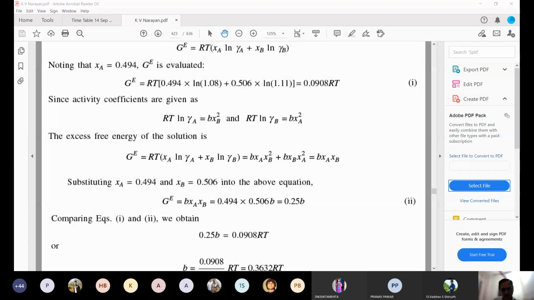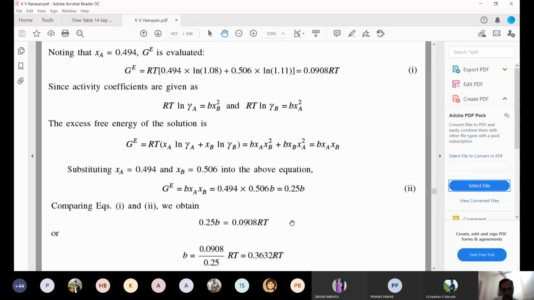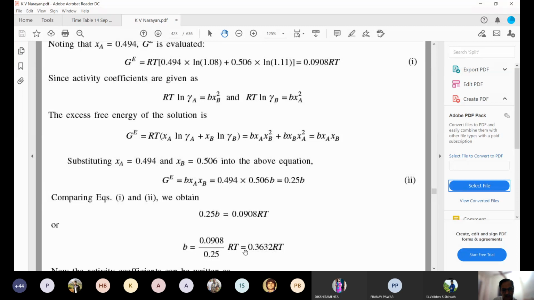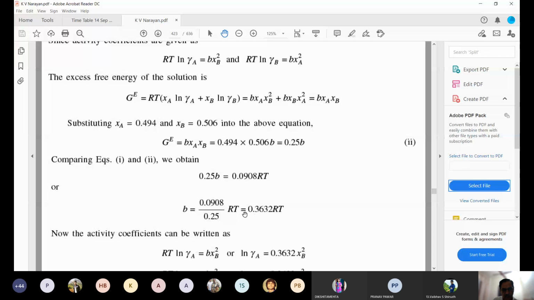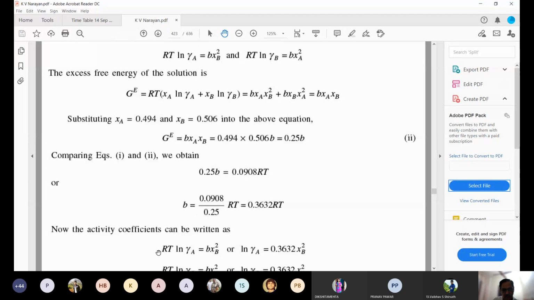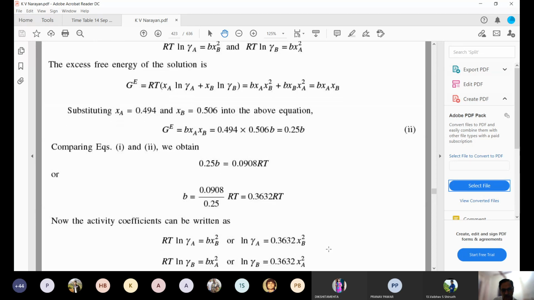Yes, sir. Okay. So now we know the value of B. If you put in this one, what you get in terms of RT is 0.3632 RT. Okay. So if you substitute the value of B in this equation, RT ln gamma is equal to B XB square, and if you substitute this value of B here, RT cancels on both the sides, and we get the equation ln gamma A is equal to 0.3632 XB square, and similarly we get ln gamma B is equal to 0.3632 XA square.